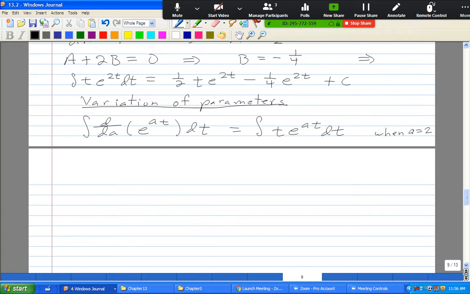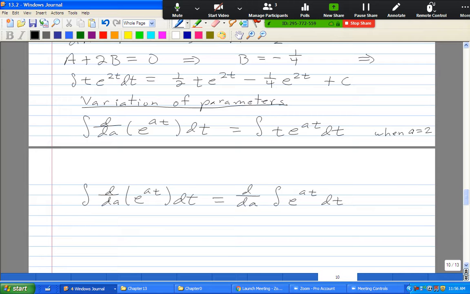Okay, so the derivative with respect to a of the integral of e to the at dt, well, I can take this derivative outside the integral, so long as everything is nice, which it is. And so this is just the derivative of the integral of e to the at dt. But I know what the integral of e to the at is. It's just 1 over a e to the at.